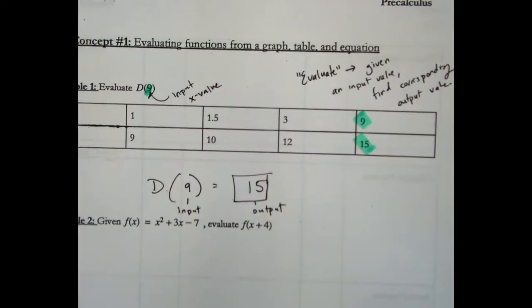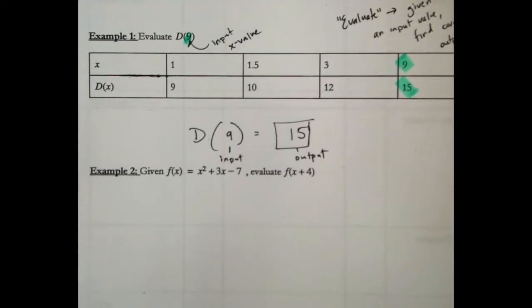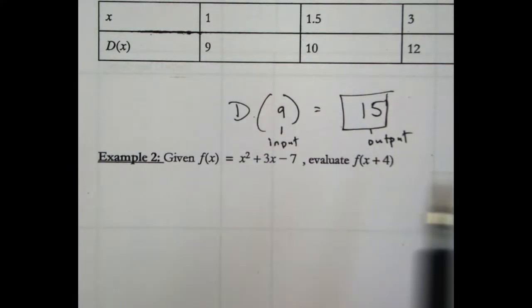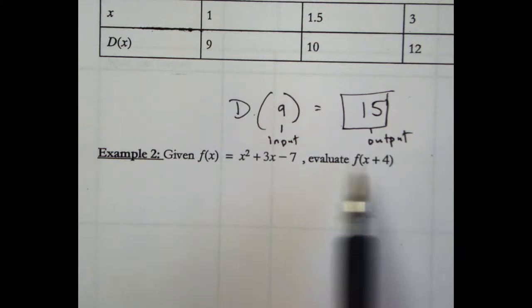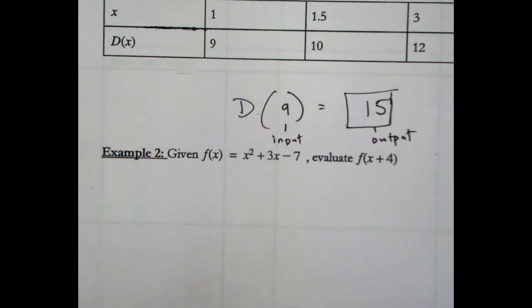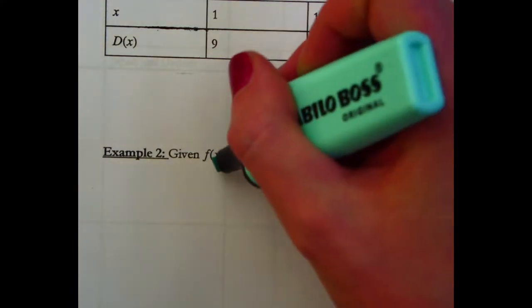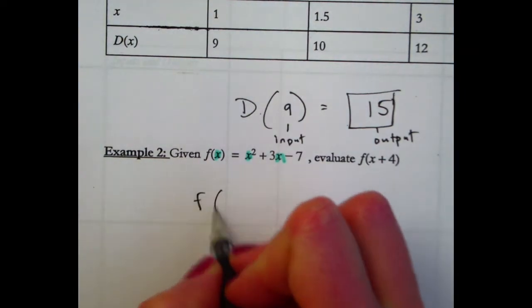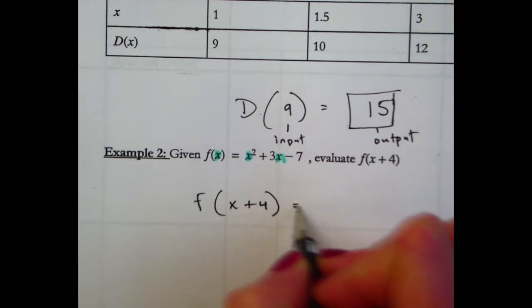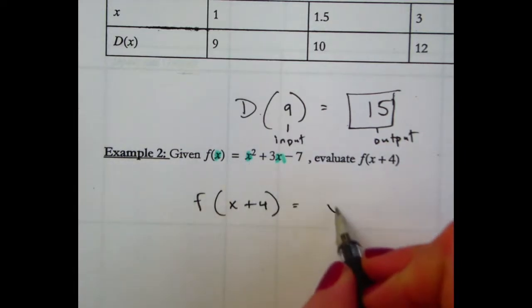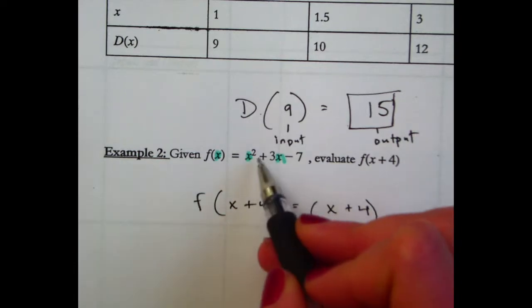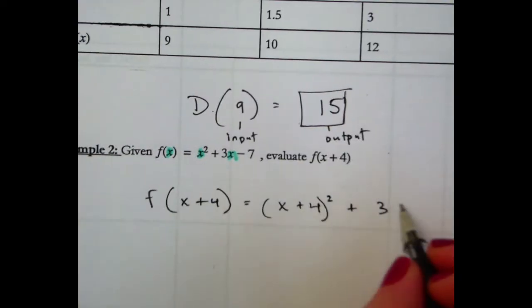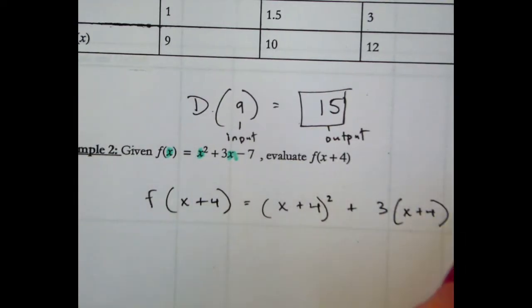Example 2 says, given this equation, evaluate f of x plus 4. So what this means is given the input of x plus 4, plugging into the function, what is the output going to be? Every time I see an x in this equation, I'm going to replace that input with x plus 4. So instead of an x here, I'm going to write x plus 4. That's still going to be squared plus 3. And again, instead of an x here, it's going to be replaced with x plus 4 minus 7.